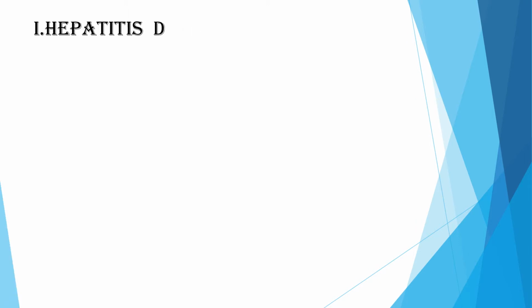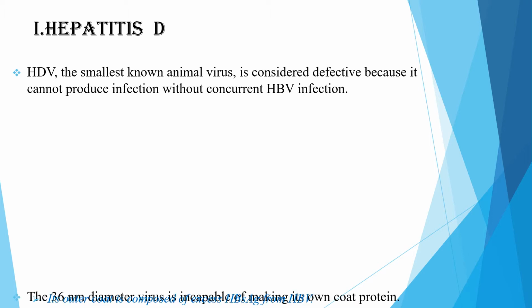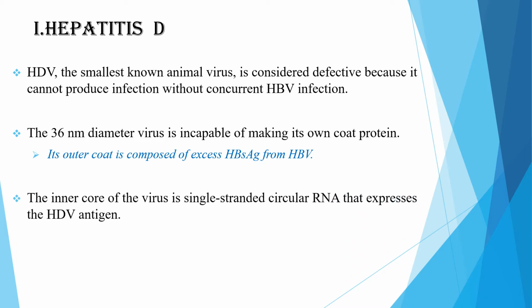To start with, hepatitis D virus is the smallest known animal virus and it is considered defective because it cannot produce infection without concurrent hepatitis B virus infection. The 36 nanometer diameter virus is incapable of making its own coat protein and its outer coat is composed of excess hepatitis B surface antigen from hepatitis B virus. The inner core of the virus is a single-stranded circular RNA that expresses the hepatitis D virus antigen.